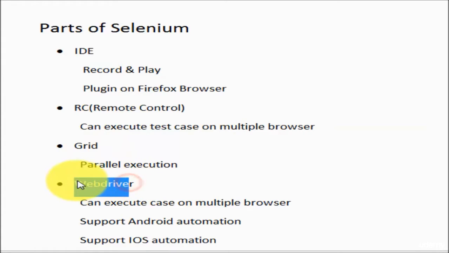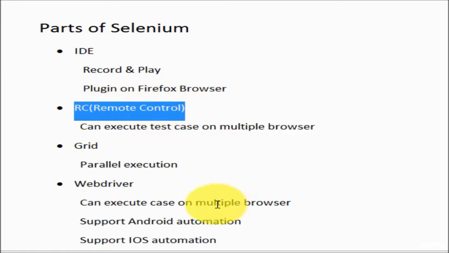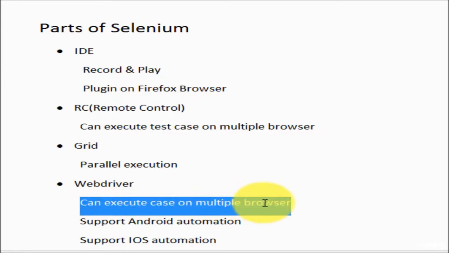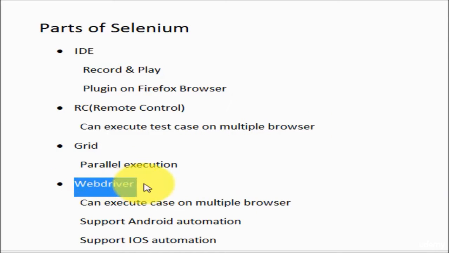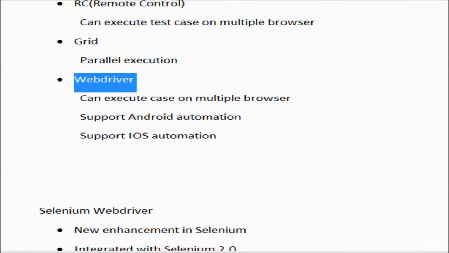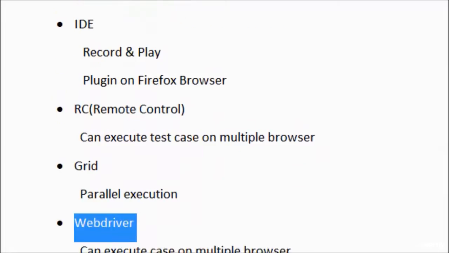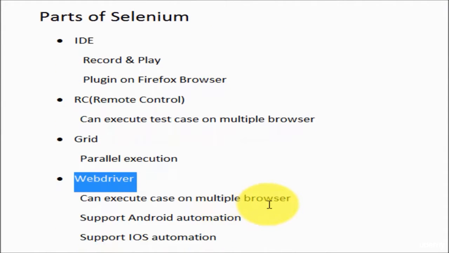Next is WebDriver. WebDriver behaves as an alternative to Selenium RC. With the help of WebDriver, we can execute our test case on multiple browsers, which is the same as RC. But in the case of WebDriver, we are going to get a lot of advantages, like we can automate Android applications and iOS applications. These are the few advantages I've told you. We are going to understand many more advantages in detail when starting WebDriver. So these are the 4 components of Selenium.